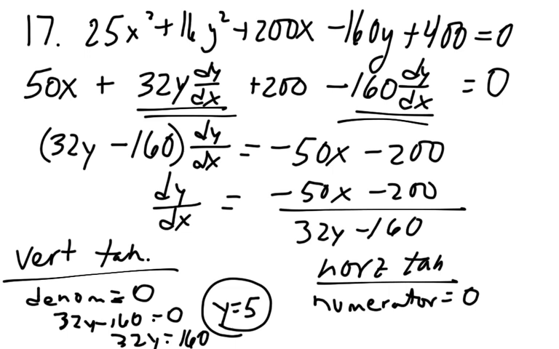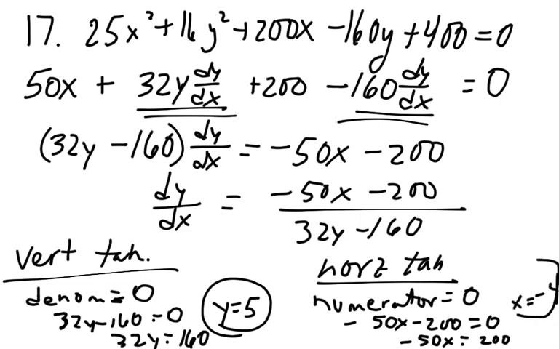Numerator equaling 0 would be negative 50x minus 200 equals 0. Add 200 to both sides, negative 50x equals 200. Divide by negative 50 on both sides, x equals negative 4. Okay? Now, the problem tells you to find the points, not just the x-coordinate or the y-coordinate. So we need to plug these back into the original equation to find the x's and y's that correspond.